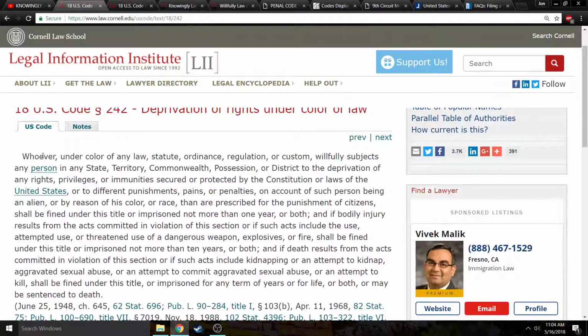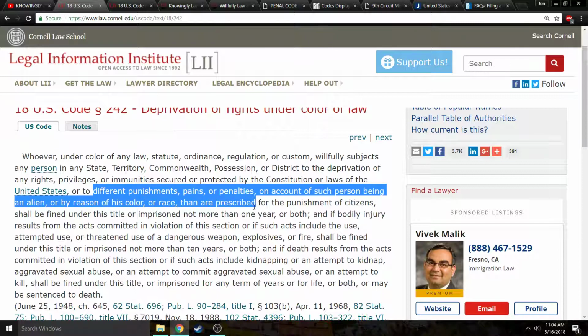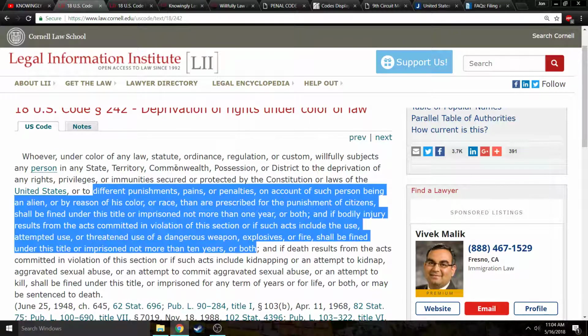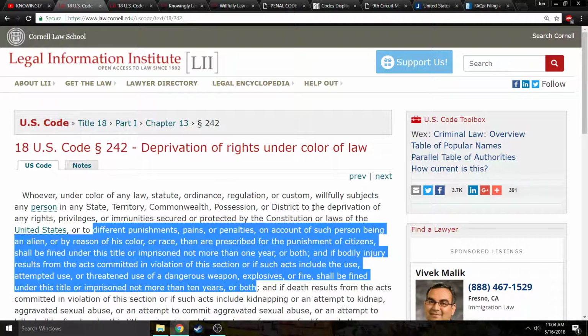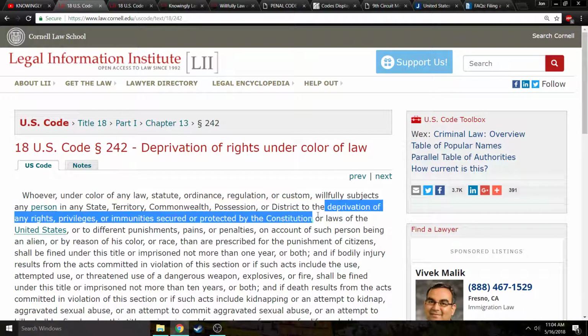Now, he also says that this applies to anybody and everybody, and it kind of sort of does, and it kind of sort of doesn't. You got to remember that, all right, the different punishments, pains, or penalties, this is sentencing, so don't worry about that. The deprivation of any rights, privileges, or immunities secured or protected by the Constitution or laws of the United States. So whoever can deprive you of your rights, like your First Amendment right, they would be in violation of this if they deprive you of your First Amendment right.